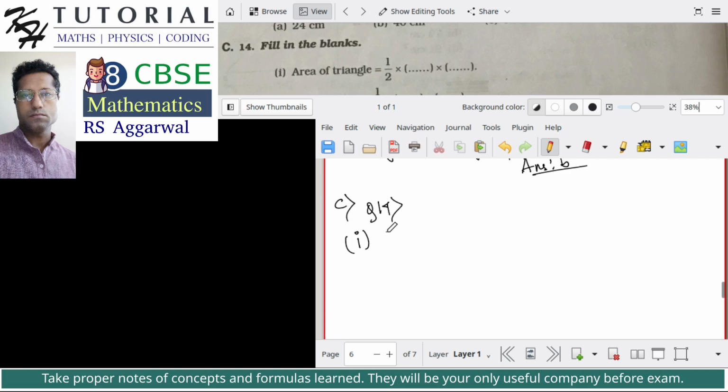Area of a triangle. So area of triangle we know is equal to half multiplied by base. These are just to revise your very basic fundamental concepts and formulas. Half into base into height.